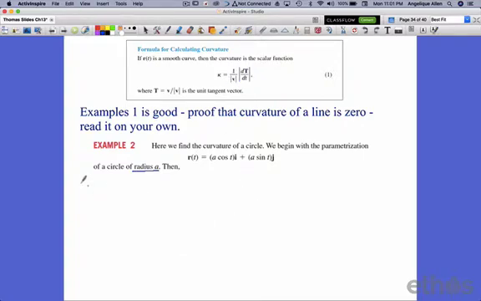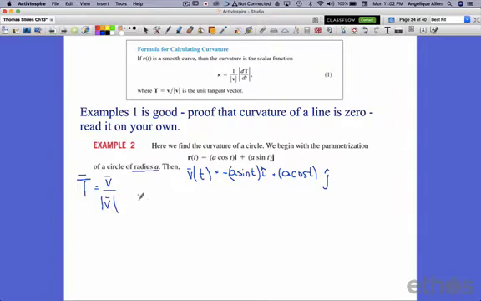So I'm just going to start off with finding T, okay? And T is the velocity vector divided by its own length. So we need to find v of t, and that's just the first derivative. So we're going to have derivative of a cosine t is negative a sine t, and that's the i component. And then the derivative of a sine t is going to be a cosine t, and that's the j component. If this were in space, there would be a k term.